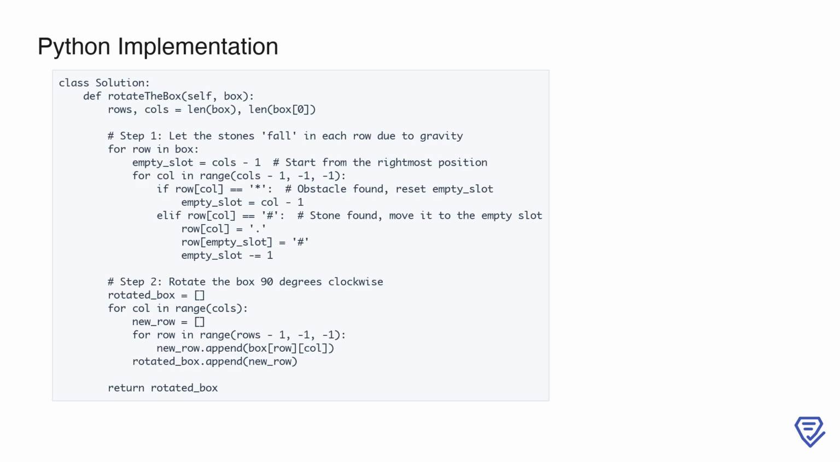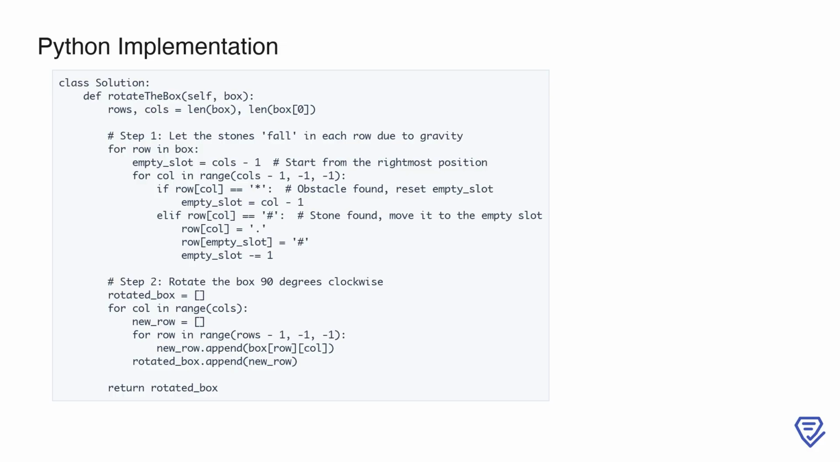Once gravity has been applied to all rows, we proceed to rotate the box 90 degrees clockwise. This is done by constructing a new grid where each column of the original box becomes a row in the rotated box. We iterate through each column, gathering elements from bottom to top of the column, to achieve the rotation, and append these as new rows to the resulting rotated box.